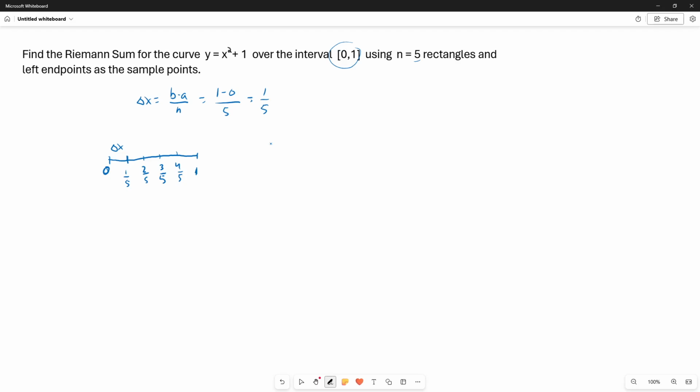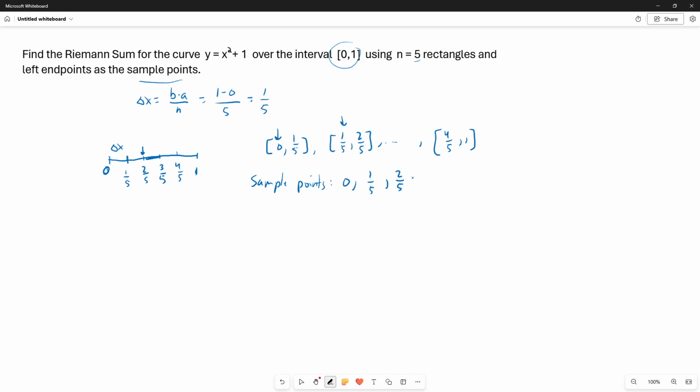So we have these 5 subintervals from 0 to 1/5, from 1/5 to 2/5, etc. until we get to the last one, which is 4/5 to 1. Then the sample points will be the left endpoints of these intervals. So the sample points will be 0, 1/5. The next interval is from 2/5 to 3/5. So the sample point will be the left endpoint 2/5.